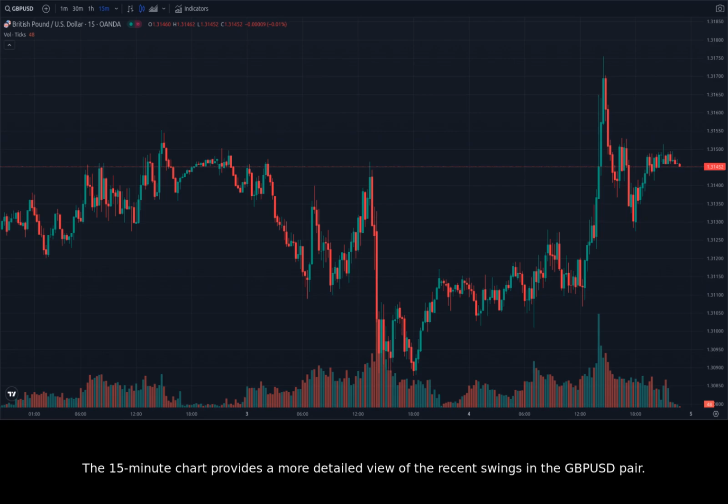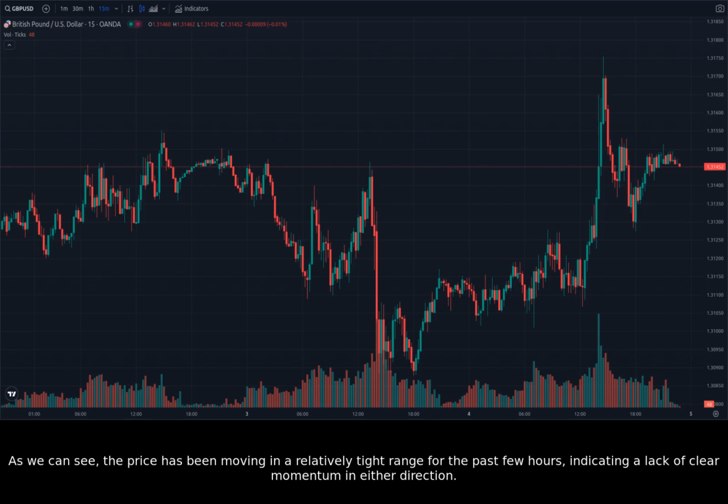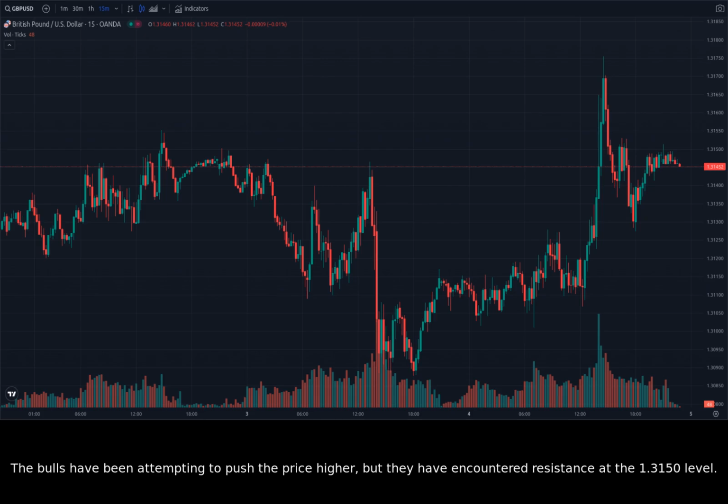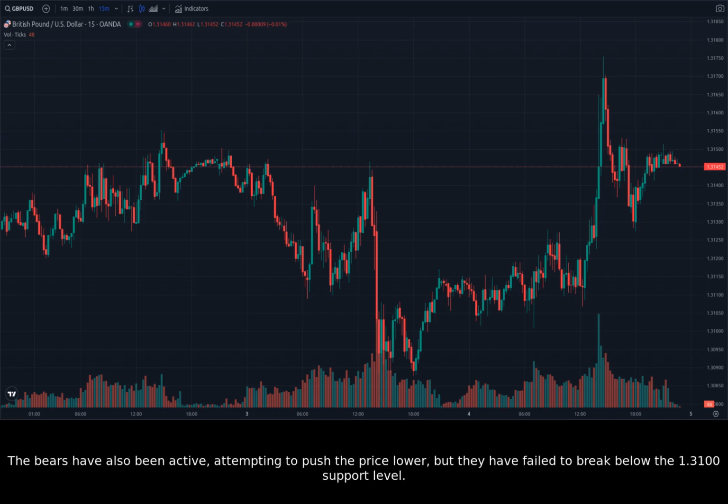The 15-minute chart provides a more detailed view of the recent swings in the GBPUSD pair. As we can see, the price has been moving in a relatively tight range for the past few hours, indicating a lack of clear momentum in either direction. The bulls have been attempting to push the price higher, but they have encountered resistance at the 1.3150 level.